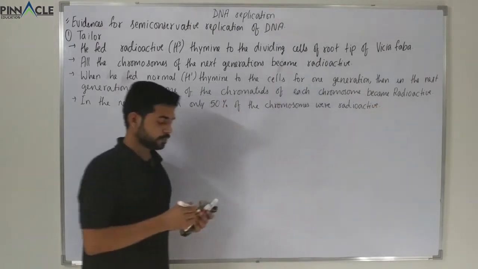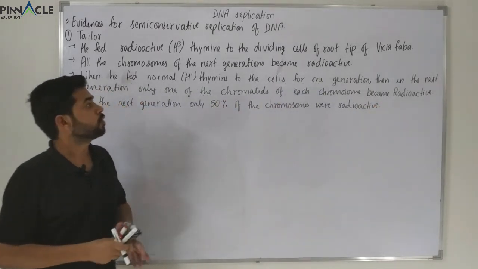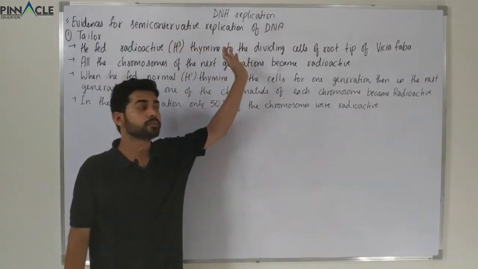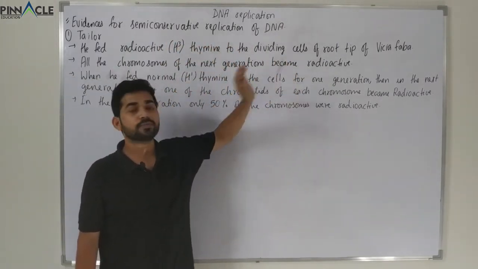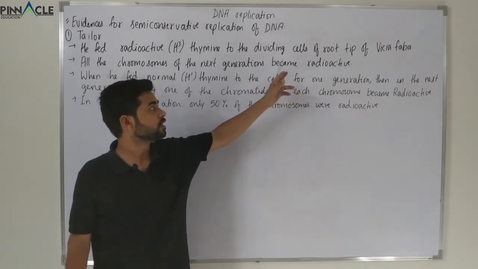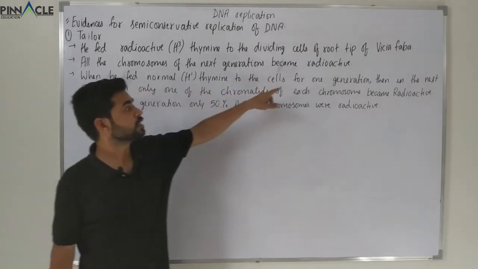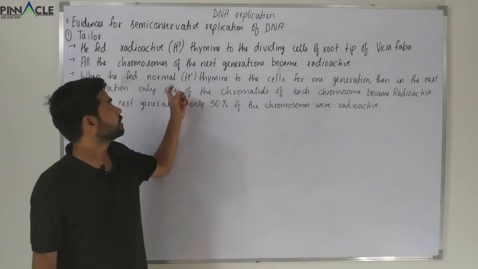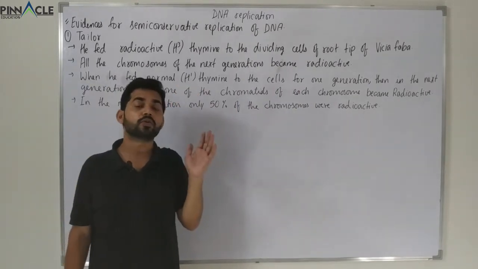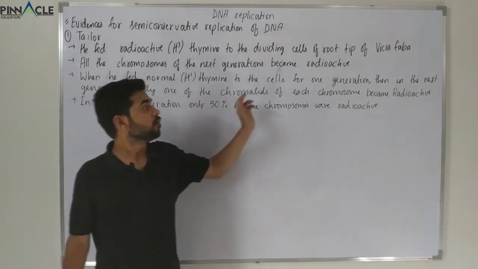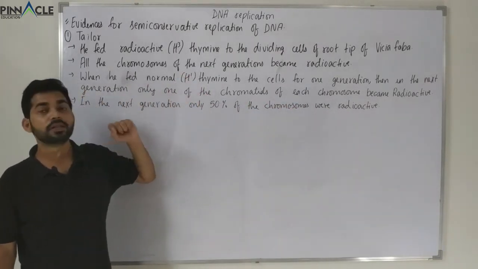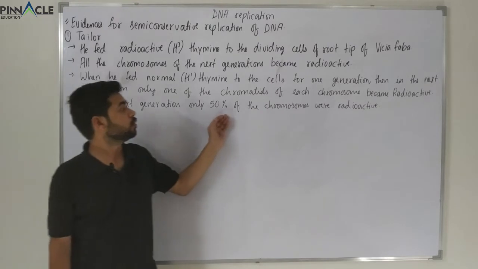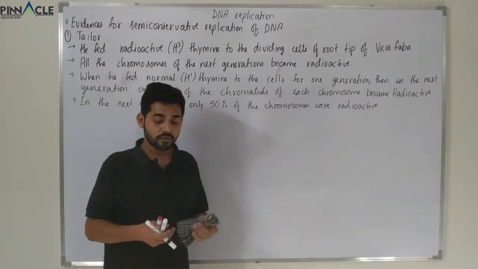So these were the experiments of Taylor. What he did, he gave all radioactive thymine for several generations. Then all the cells became radioactive, and their chromosomes and DNA became radioactive. Then for one generation he gave only normal thymine. Half of the chromosome, that is the chromatid of each chromosome, became radioactive. But when he gave this normal thymine in the next generation, only 50% of the chromosomes were radioactive.